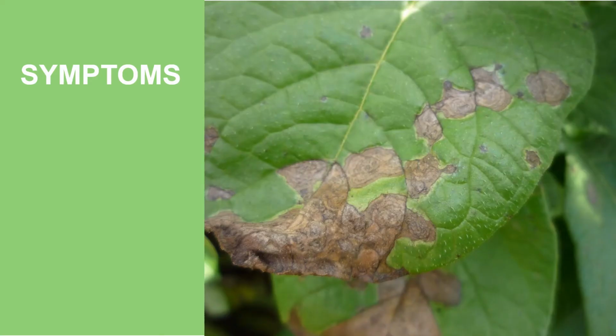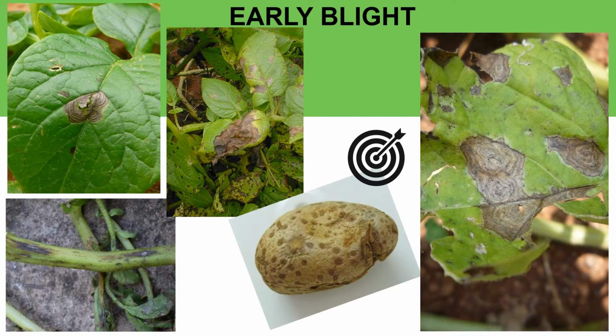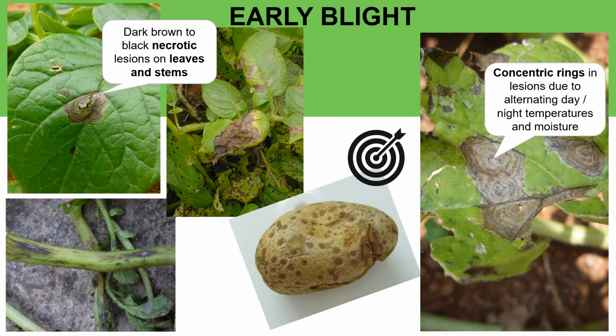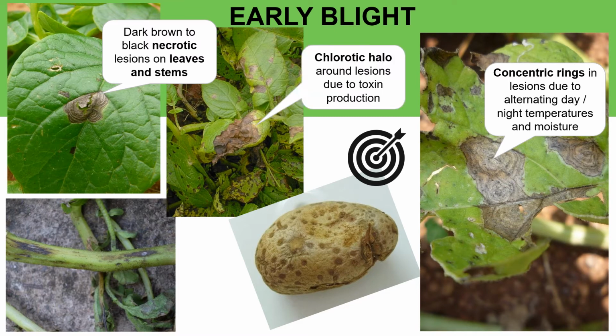Looking at the symptoms of the two diseases, starting with early blight. Early blight is seen by dark brown to black necrotic lesions that are found on leaves and on stems. And the characteristic symptoms of early blight are concentric rings in the lesions. These are due to alternating day or night temperatures and moisture conditions. So when one sees these very characteristic target spot lesions or concentric rings, it is a characteristic and almost diagnostic symptom of early blight on potatoes.